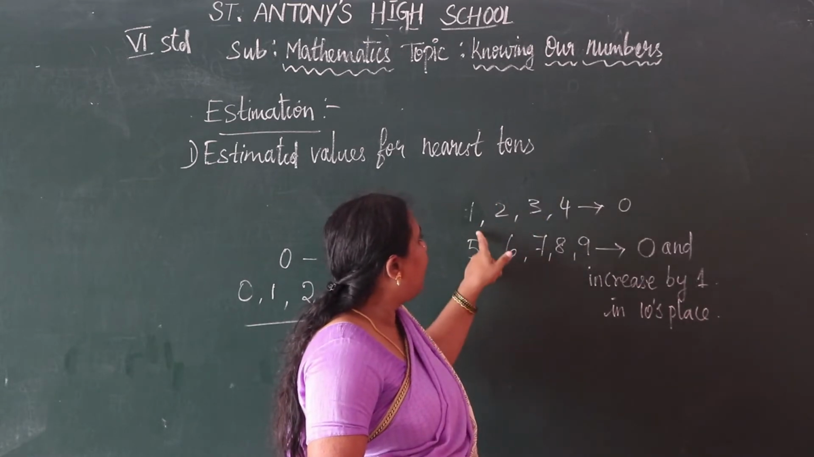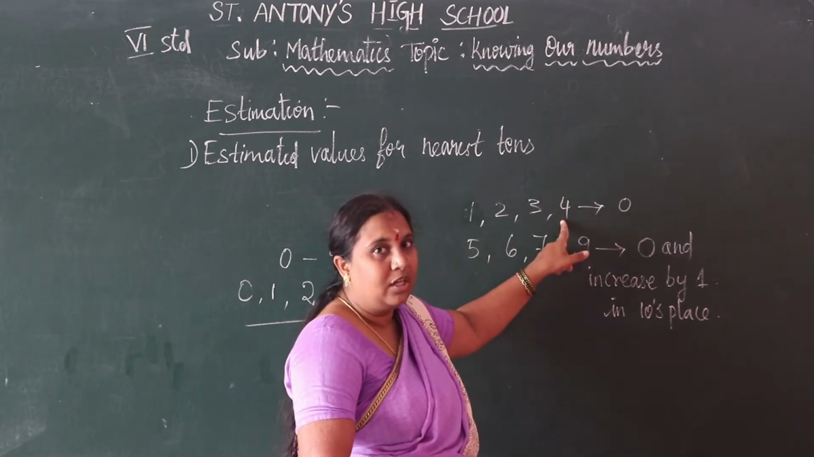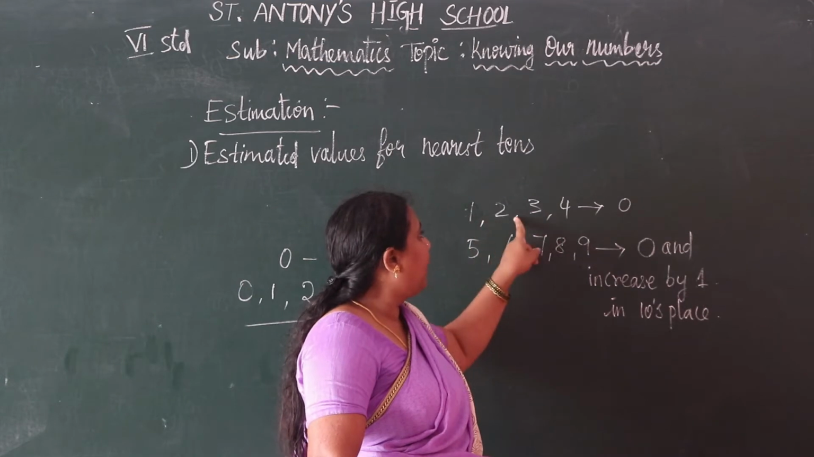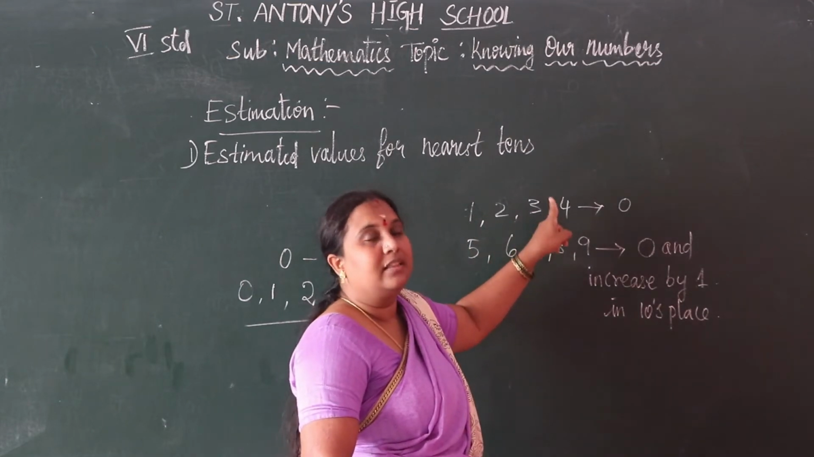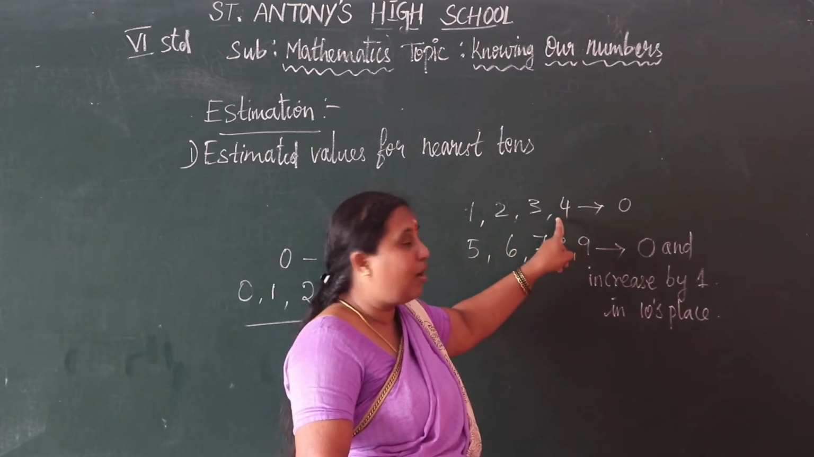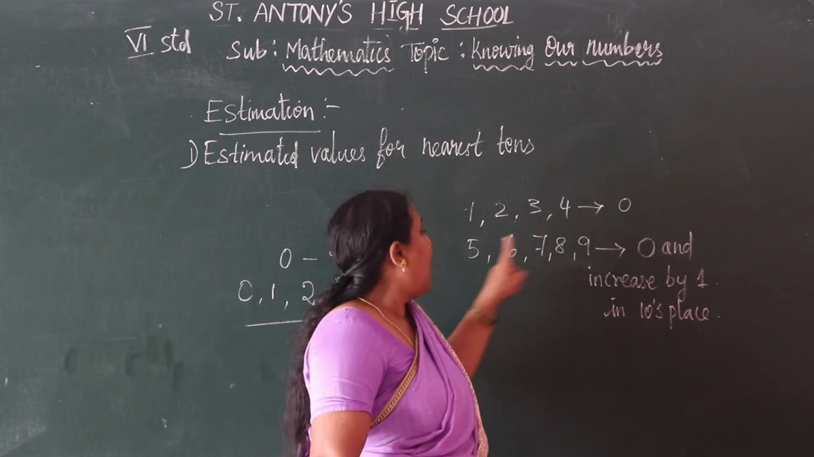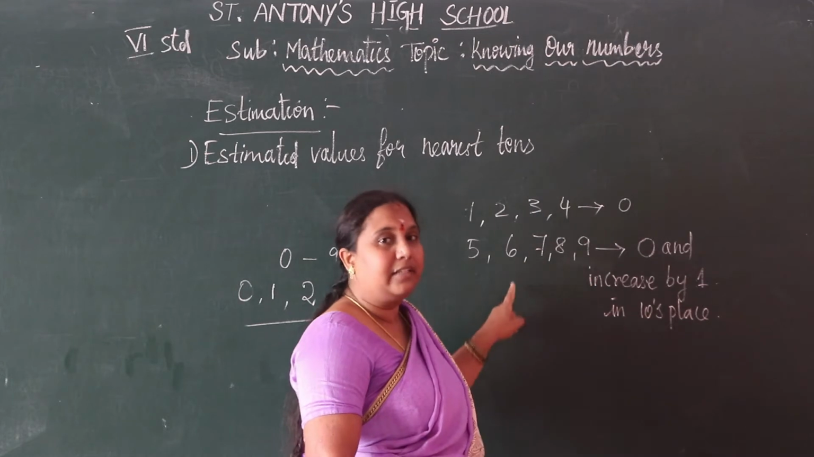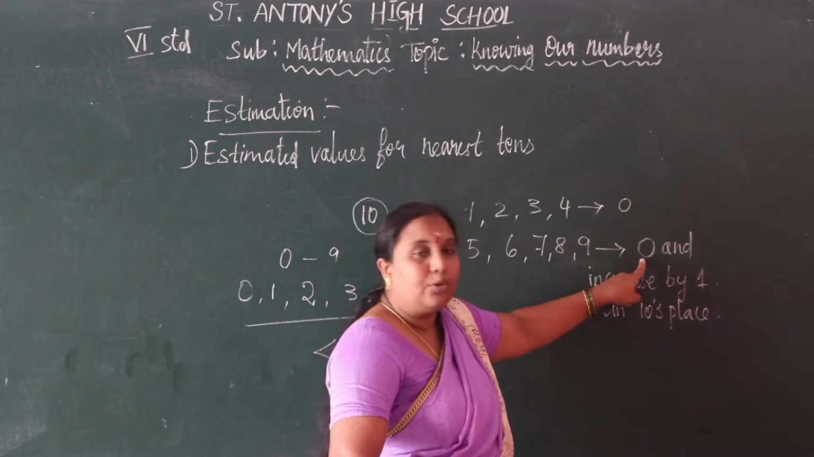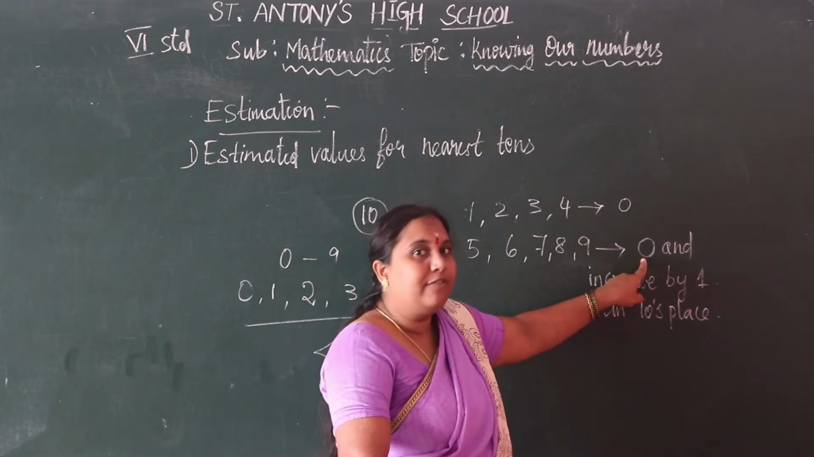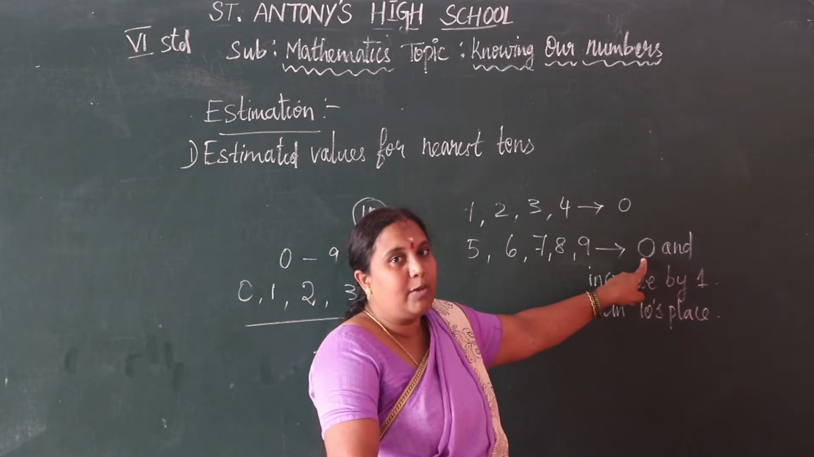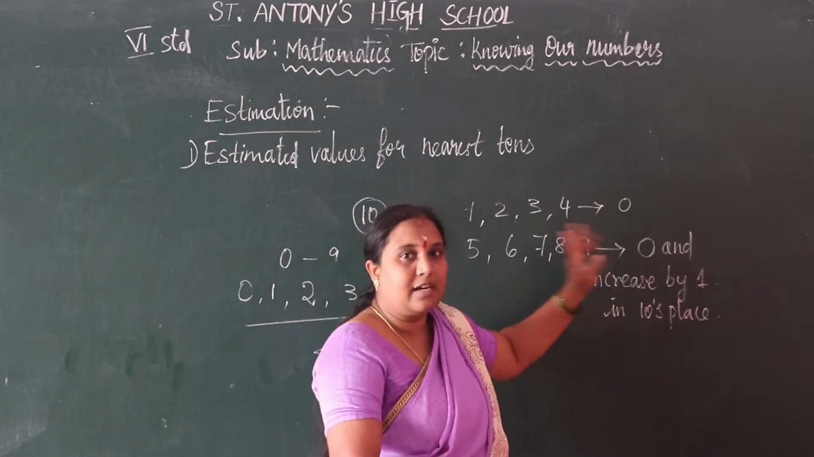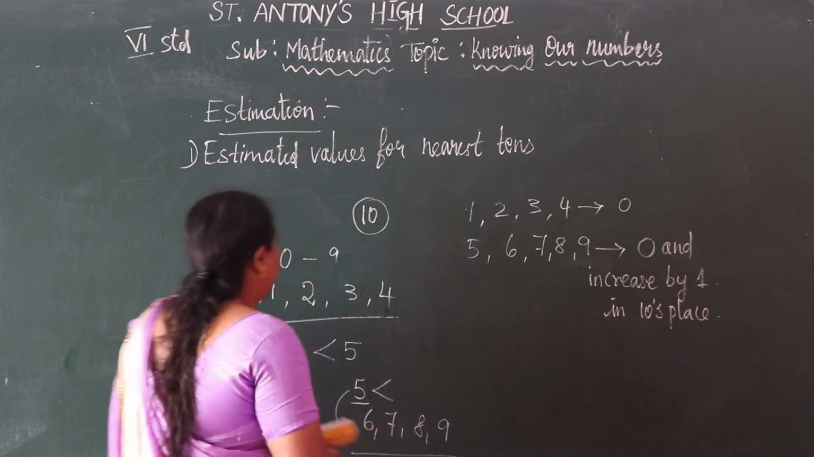So here we have 1, 2, 3, 4 as the first rule. If 1, 2, 3, 4 comes in the units place, that units place is rounded off to 0. And if 5, 6, 7, 8, 9 comes in the units place, there also we round the units place off to 0 and increase by 1 in the tens place. Understood, children? Let us see one example.